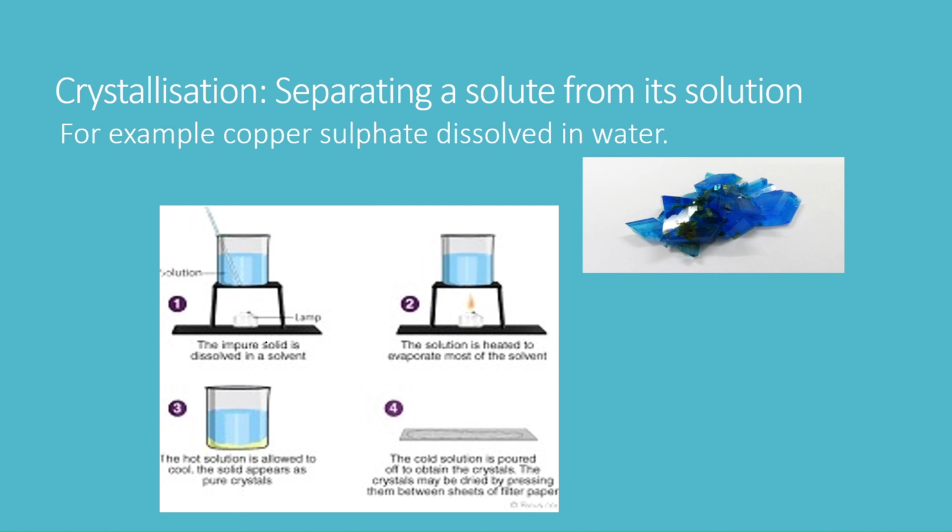Crystallization. Crystallization is also a method to obtain solids from their solution. Some solids have impurities and are less soluble at low temperatures, like copper sulphate. So we can carry out crystallization. But first we have to make their saturated solution. But what is a saturated solution?